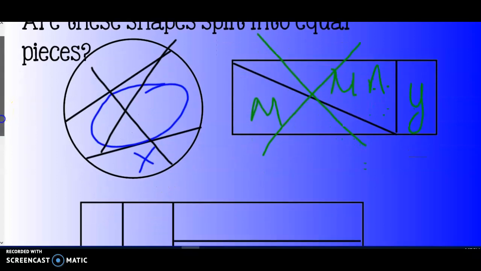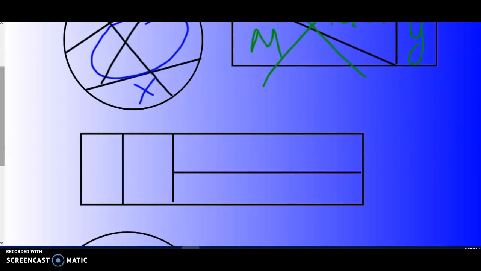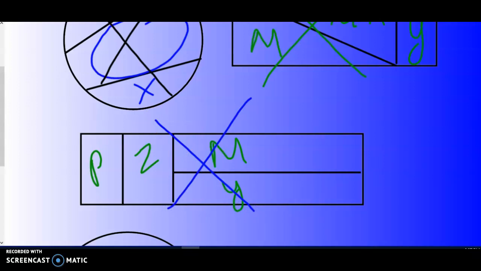Let's look at one more. Let's pretend that this is a brownie. I think I want this piece. I'm going to give you this piece. I'm going to give Ziana that piece. And I'm going to give Persia that piece. Did we all get equal shares? No, me and you got more than Ziana and Persia. So that is not split equally.